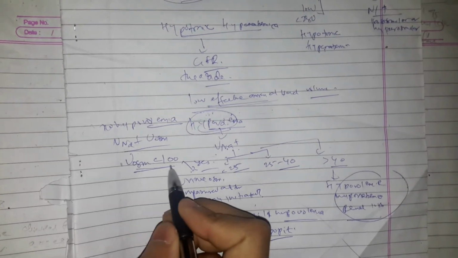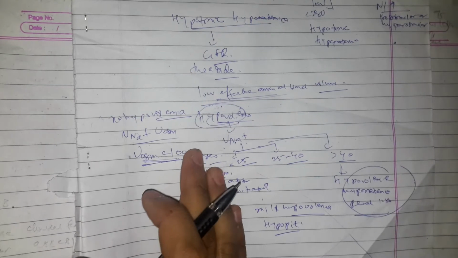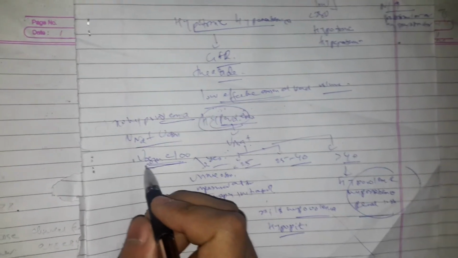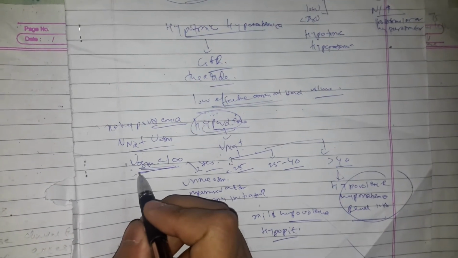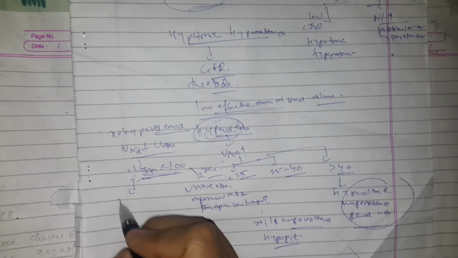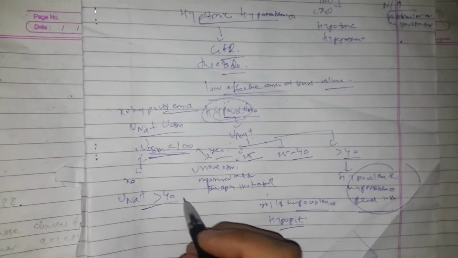so if it is about urine osmolality less than 100, okay. And if urine osmolality is not less than 100, then you check urine sodium, whether urine sodium is greater than 40 or not.